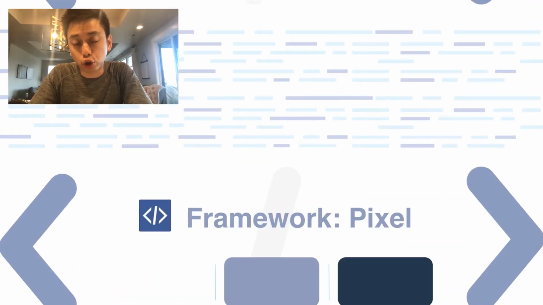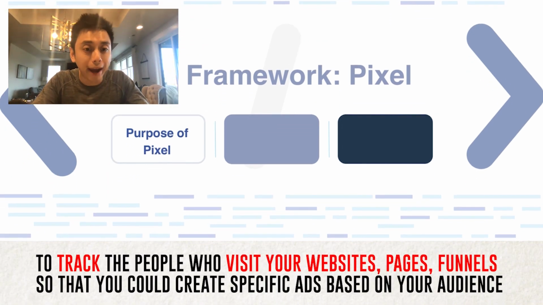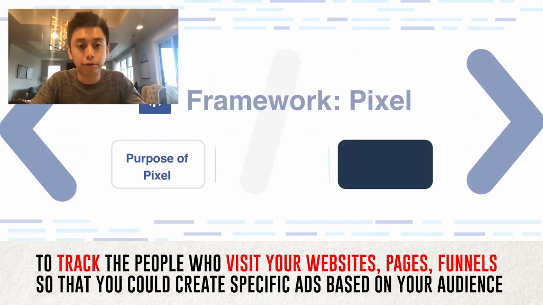How do you actually install a pixel, and why would you want to have a pixel? What is the purpose of a pixel? Long story short, the purpose of a pixel is really to track the people that have visited your websites, your pages, your funnels, so that you have insight, so that you could create specific ads based on certain actions or inactions of your audience. We'll go deeper into that, but let's talk about how you actually install a pixel. This is going to be a very hands-on video training where I'm not just going to be showing you theory, but it's also going to be really tactical.